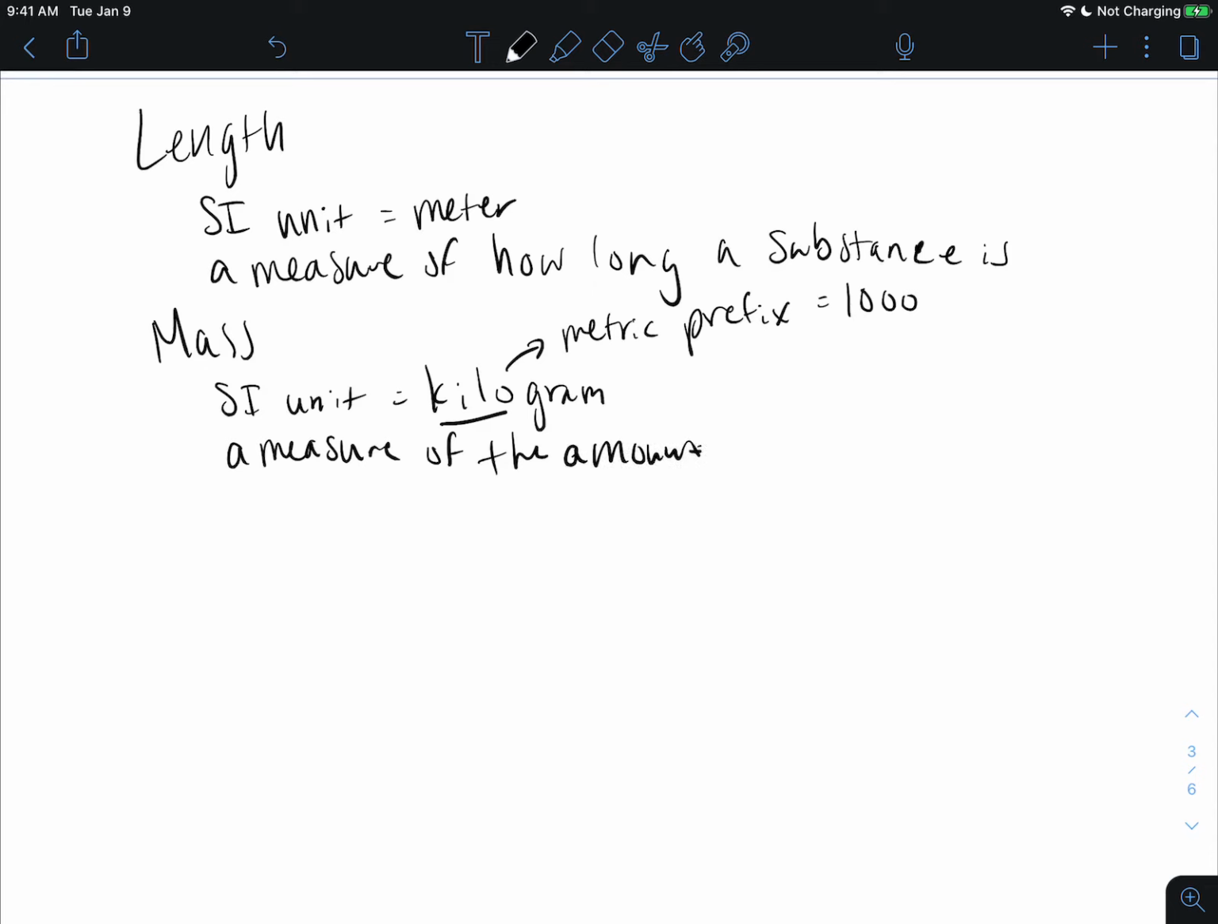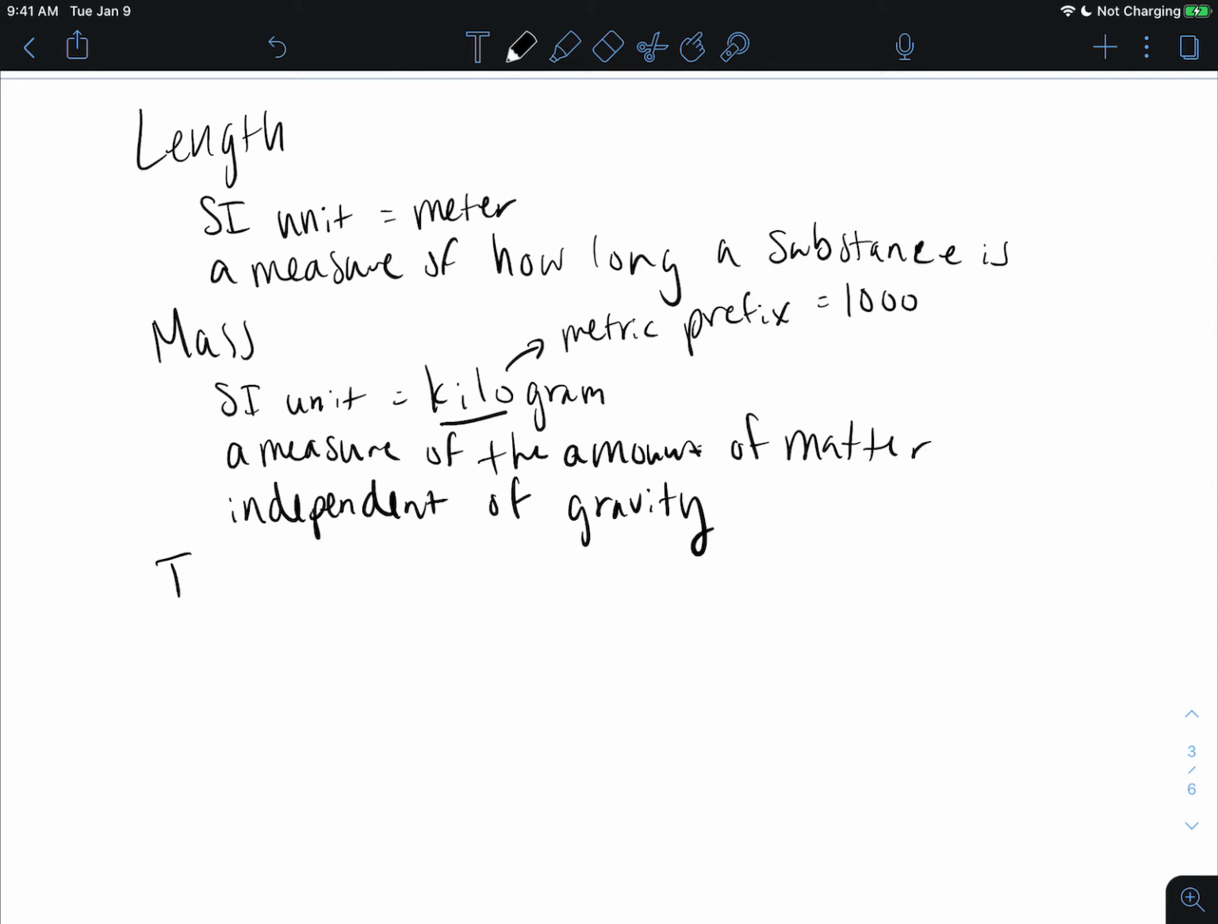And with our mass, this is going to be independent of gravity. Unlike weight, weight is dependent upon gravity. So we have something that is not going to be affected by gravity.